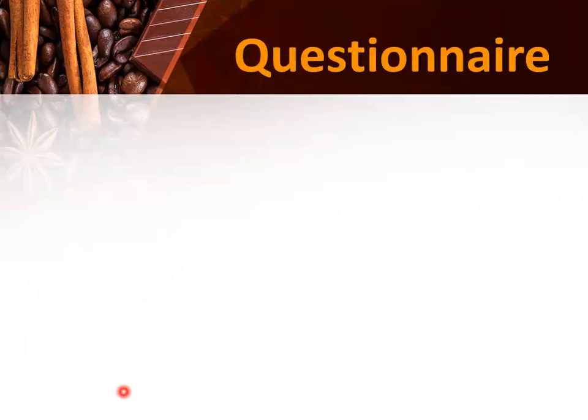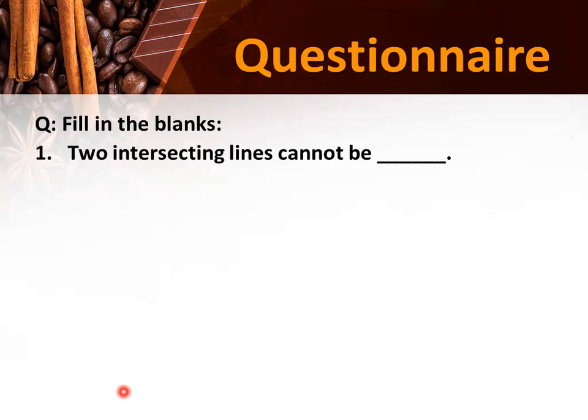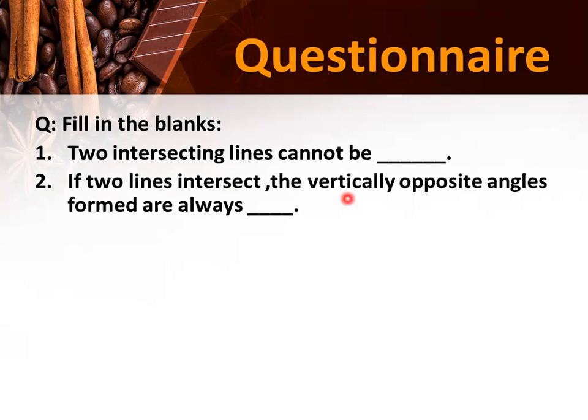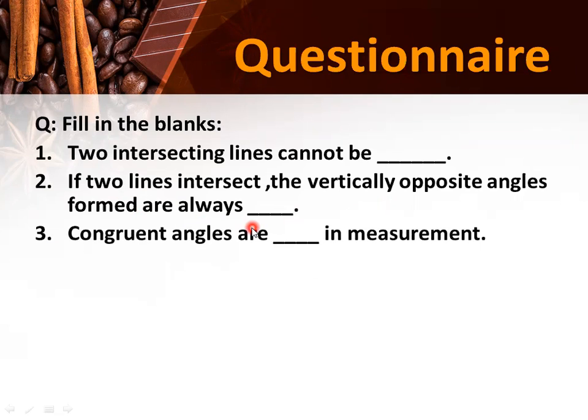So this is the question which you have to solve. Fill in the blanks. Two intersecting lines cannot be parallel. Number 2, if two lines intersect, the vertically opposite angles formed are always congruent. Point number 3, congruent angles are dash in measurement. Obviously, congruent angles are always equal or the same in measurement.